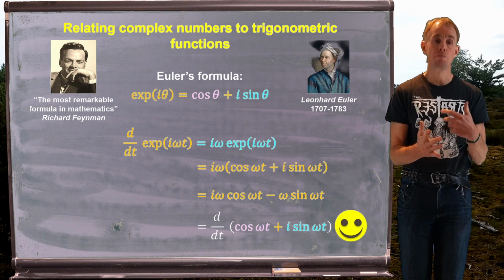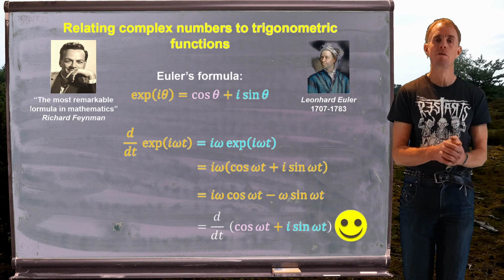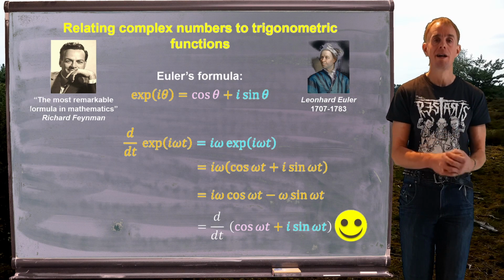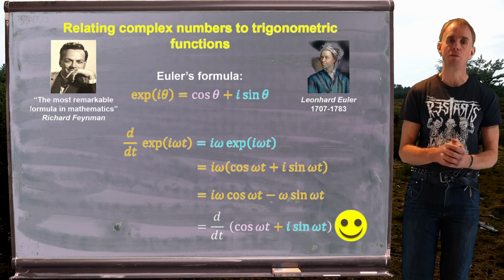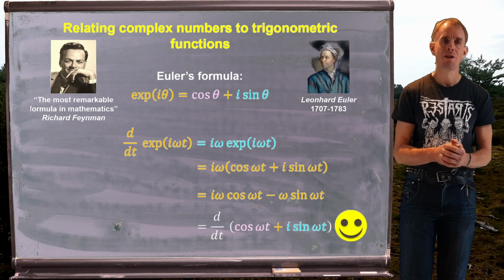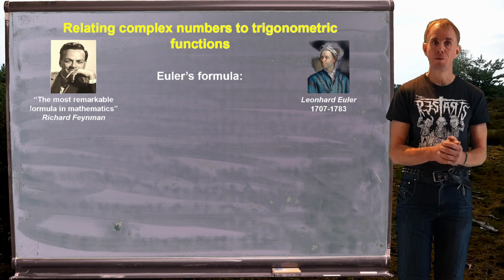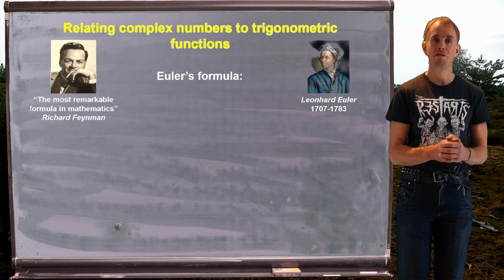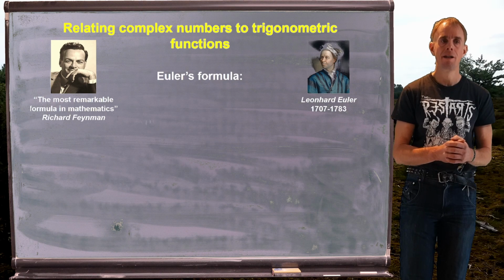So there we go, we can prove to ourselves, using Euler's formula and complex numbers, what the derivative of cos omega t is with respect to time, and the derivative of sine omega t with respect to time. We can also do a few other things as well. So let's prove some trigonometric relationships that you might remember from the dim and distant past.